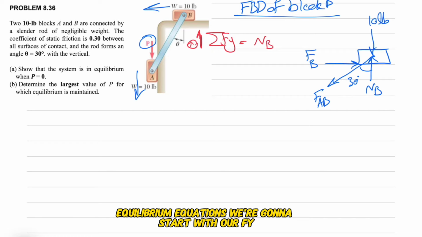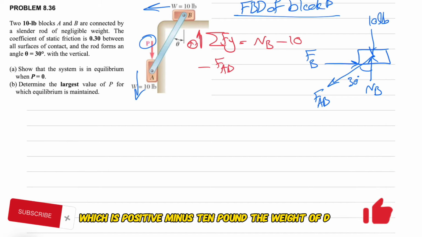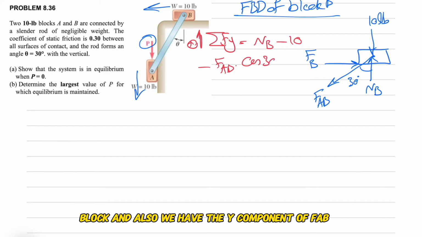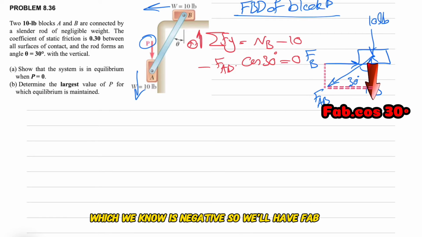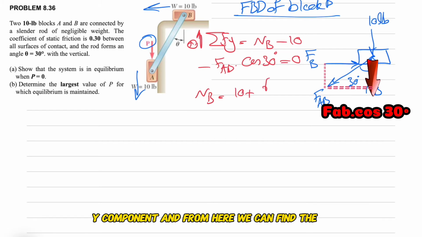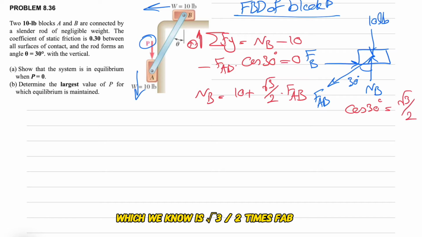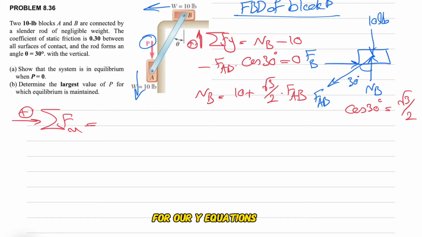We can move on to our equilibrium equations, starting with Fy. We have NB, which is positive, minus 10 pounds, the weight of the block, and also the y component of FAB, which is negative, so FAB cosine of 30. From here we can find the normal force: NB equals 10 plus cosine of 30, which is square root of 3 divided by 2, times FAB. That's what we have for our y equation.